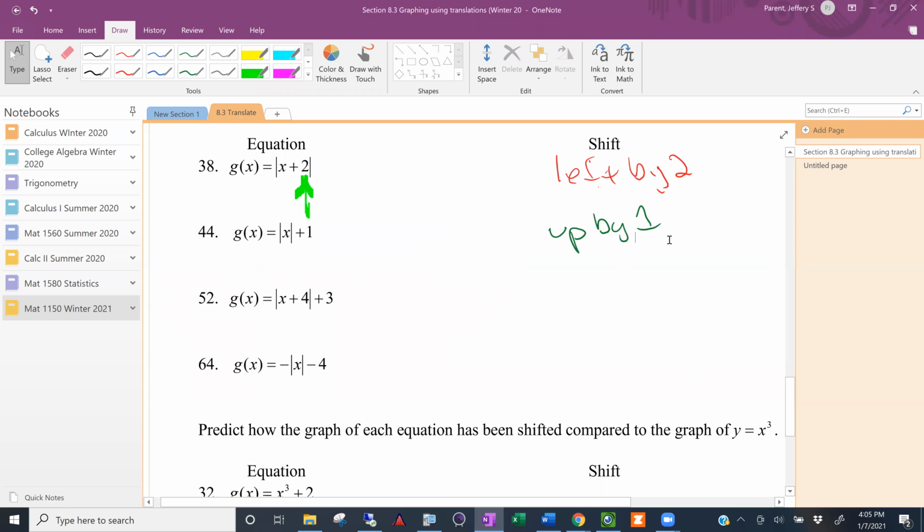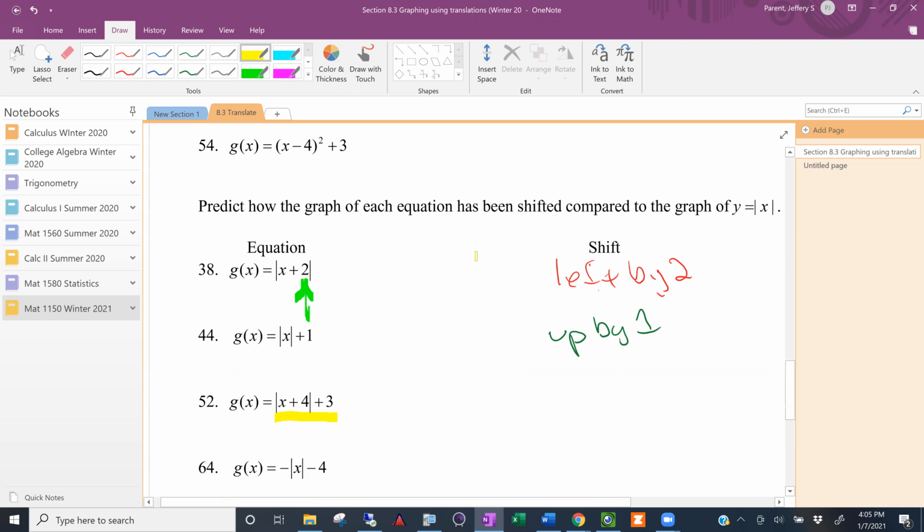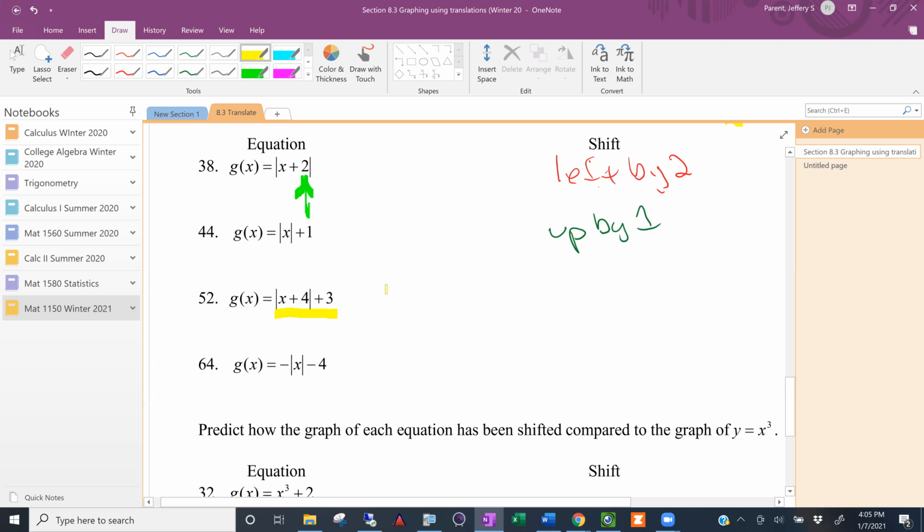Beautiful. Now this next one down is kind of a combo job. It has 2 shifts in it. So let's see if we can't figure out what's going on with that. 2 shifts. And I'll give you a second or two to think about it. Pause the video if you like. See if you can figure out how this graph has been shifted compared to the graph of just the absolute value of X right here. So how's that graph going to look compared to this one?